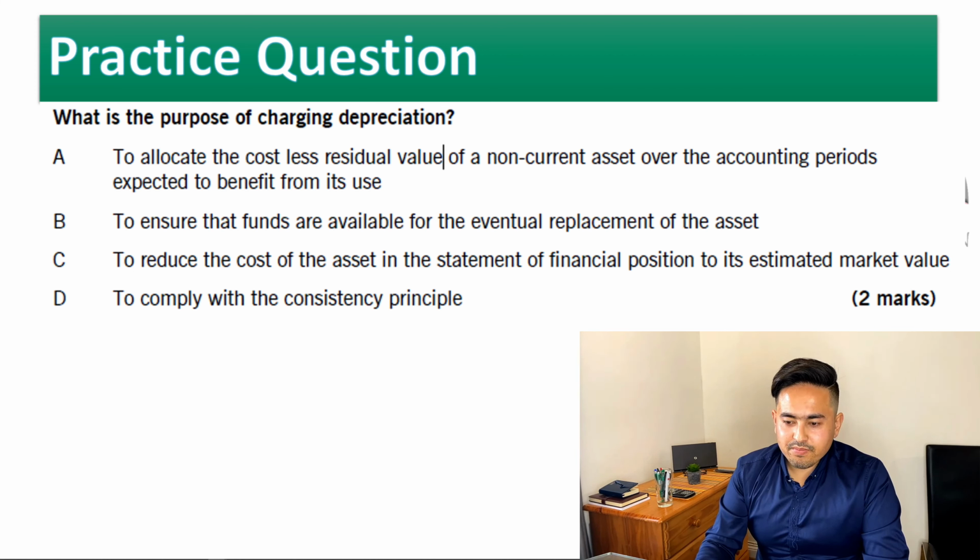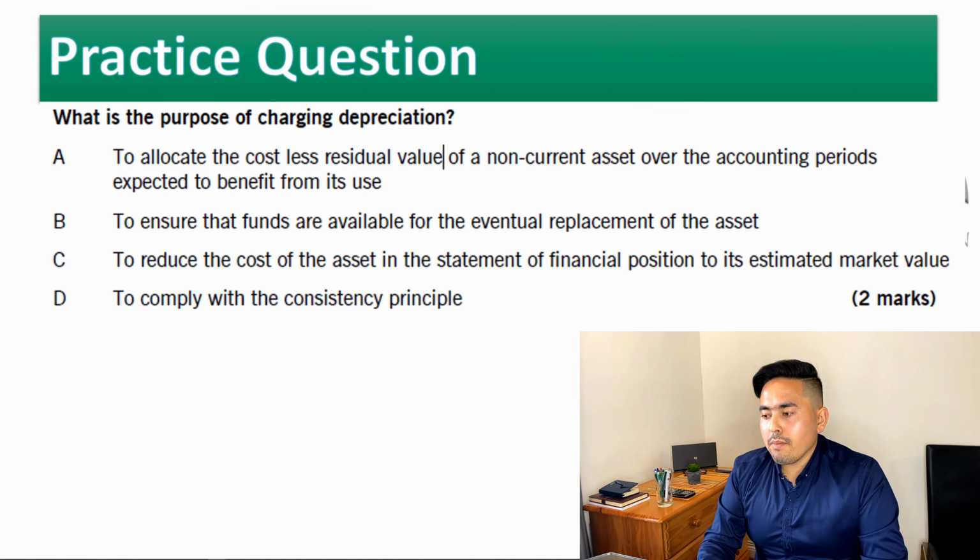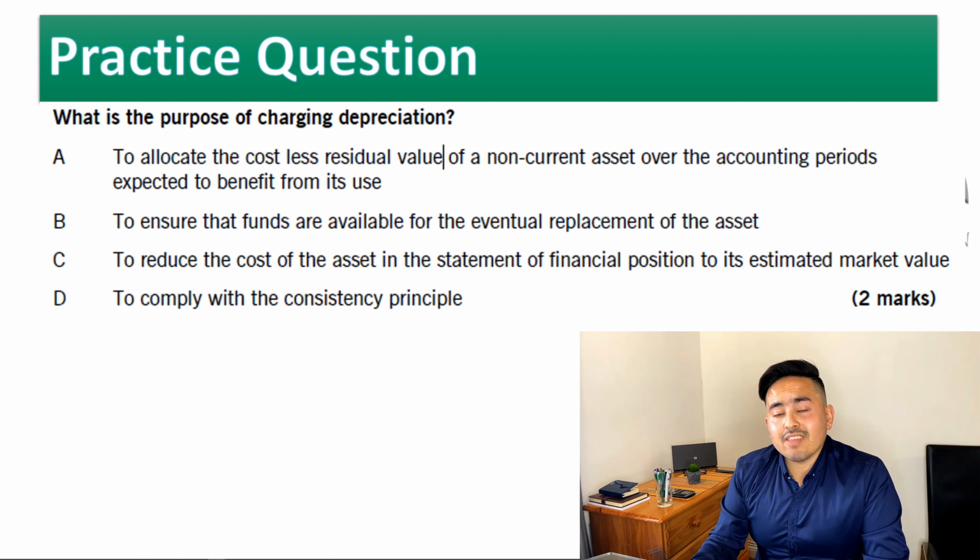Let's continue. The last one, to comply with the principle. Which principle? Matching principle. It's not the consistency term. To reduce the cost of assets in the statement of financial position to its market value, yeah, we are reducing the cost. We are transferring the cost to the accumulated depreciation, but it is not exactly the market value. It is not matching that.